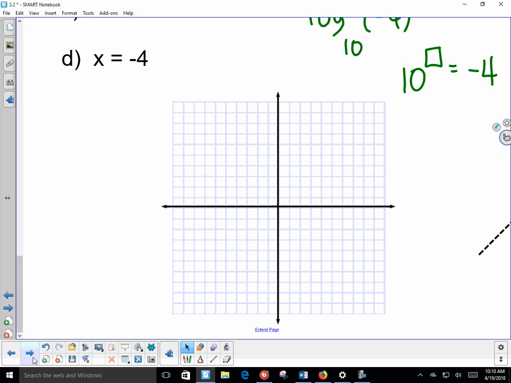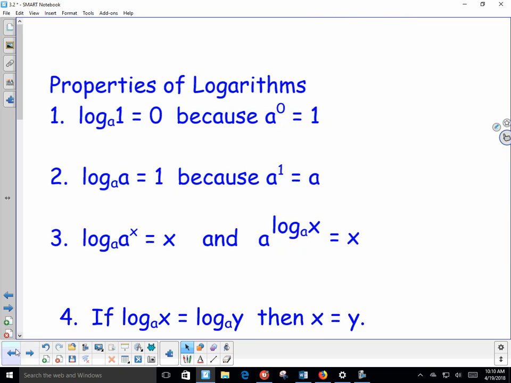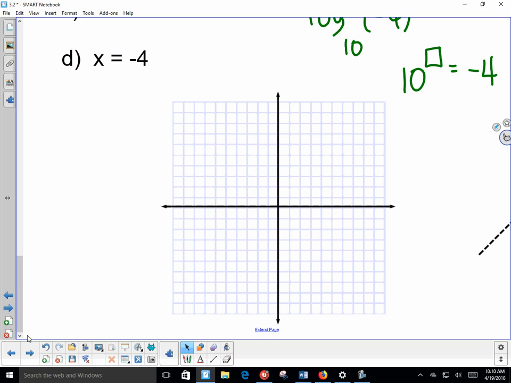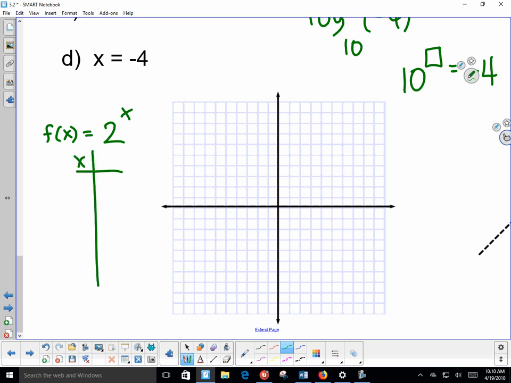So let's back up and talk about this a little bit. If I'm going to graph, let's say, I want one that's going to fit here. So let's graph f of x equals 2 raised to the x. A nice exponential function like we graphed in section 3.1. When we graphed this, we made a little table of values, x versus 2 to the x. We picked like -2, -1, 0, 1, 2, something like that.